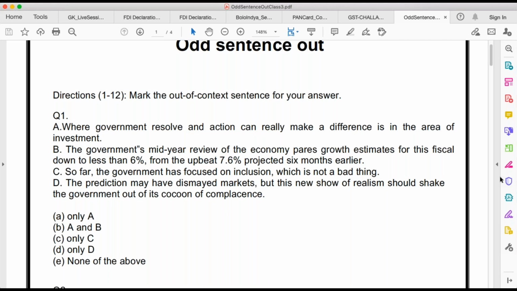Shraddha, no, this PDF was not shared. This is something which is being shared just now.